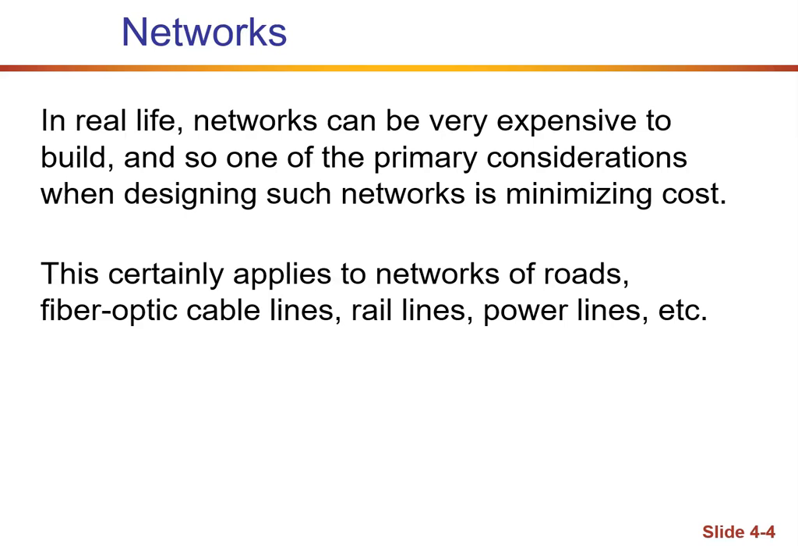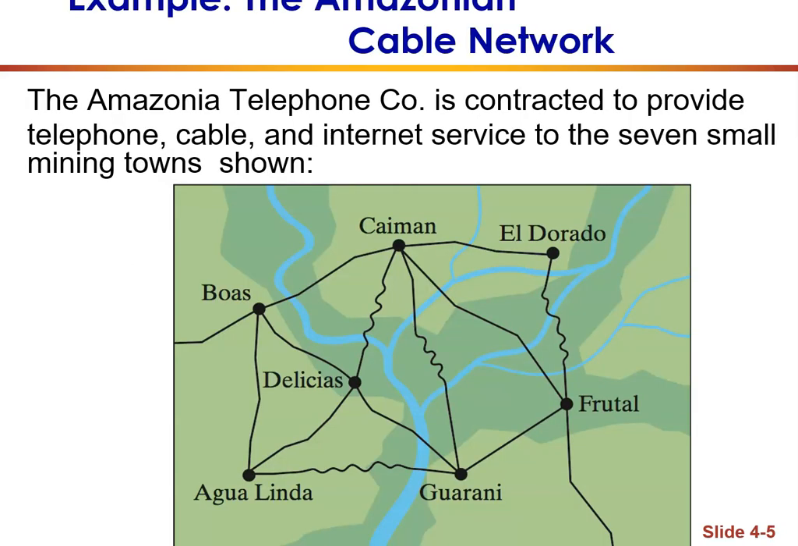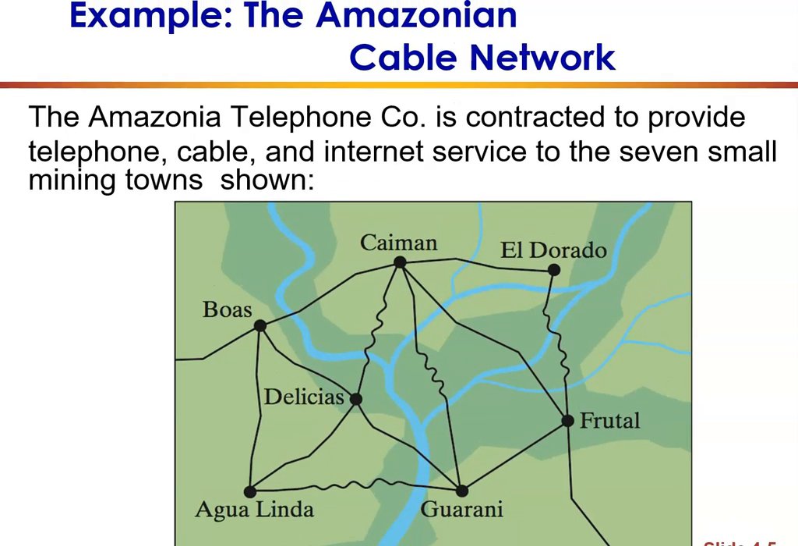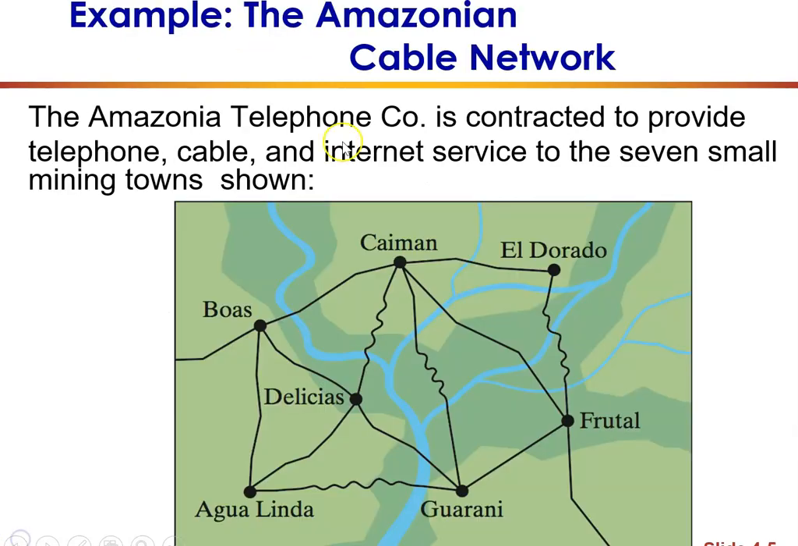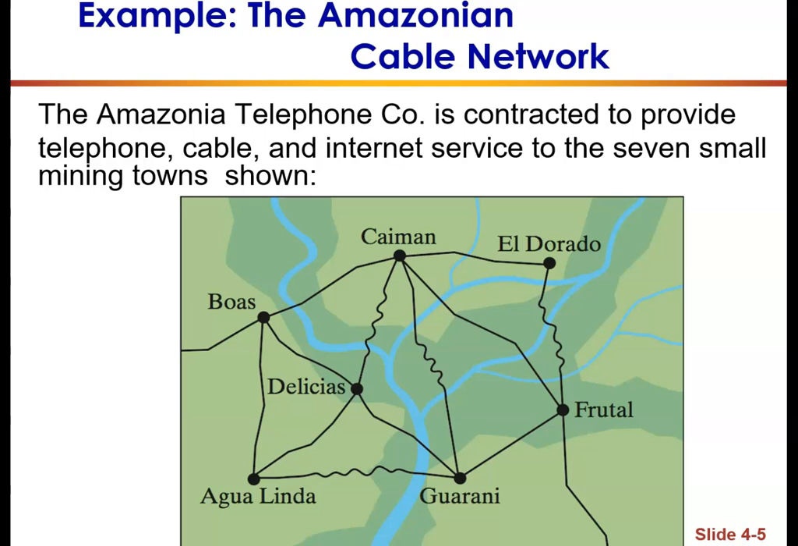So here's a problem. We're going to go over the problem, and then we're going to talk a little bit more about networks and some algorithms, and then we'll come back to this problem. Sorry, I know this kind of cuts this off sometimes. All right, so an example of a cable network here. Okay, with this cable network, we have, I apologize, go back. All right, so here we have telephone companies contracted to provide telephone, cable, and internet service to these small towns.